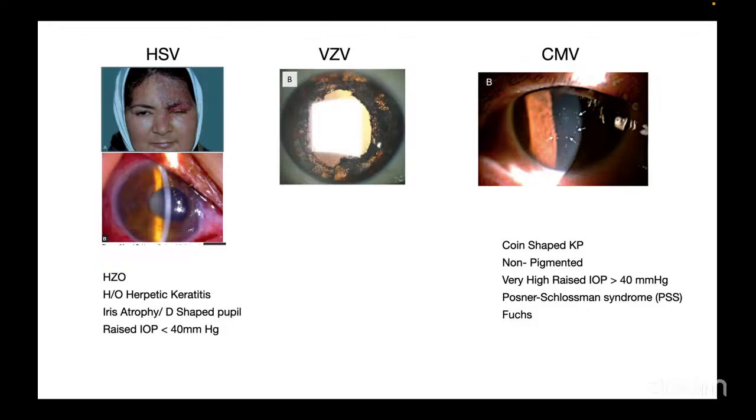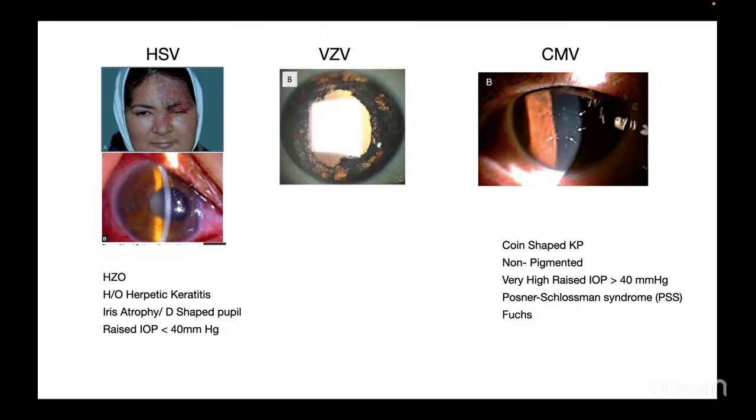Usually clinically VZV and HSV patients present similarly, but on the other hand CMV patients have a different profile than HSV or VZV. CMV patients have granulomatous KPs, typically coin shaped, sometimes pigmented, most of the time non-pigmented. The difference in IOP is usually huge, because CMV patients usually present with IOP in the 50s, not less than 40s.